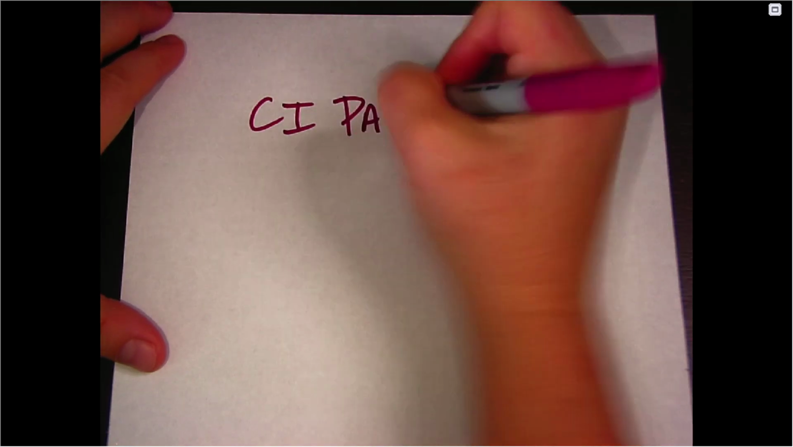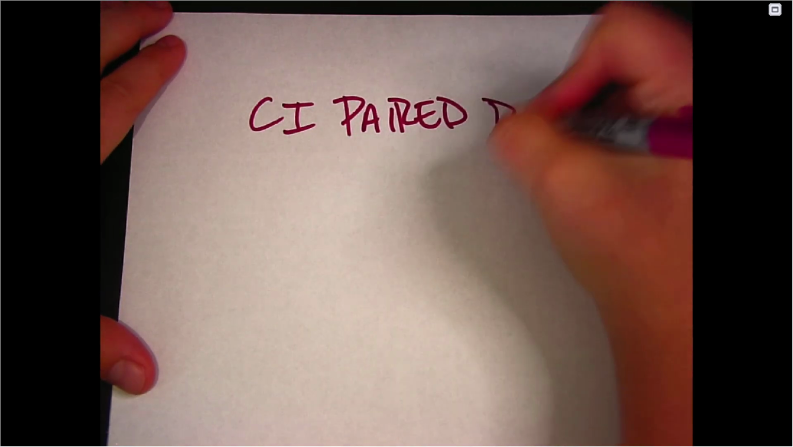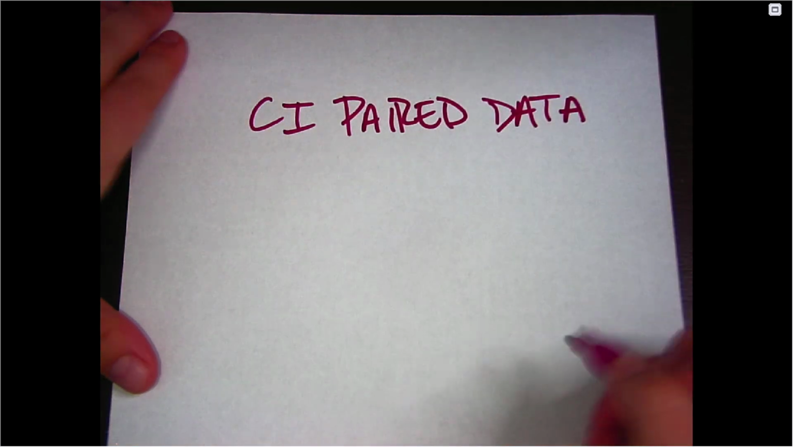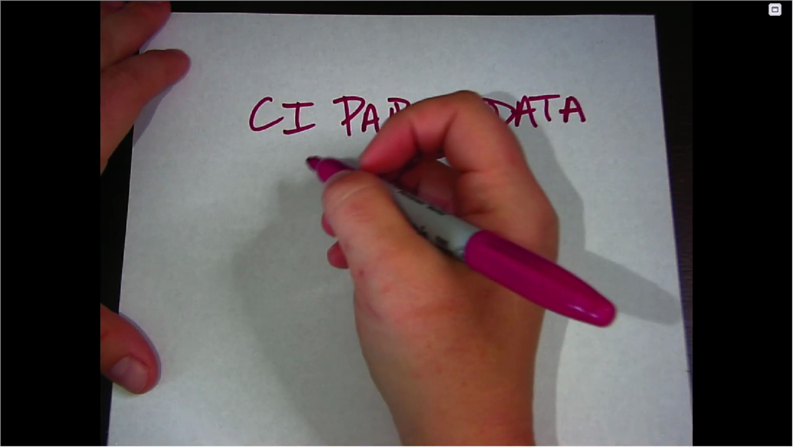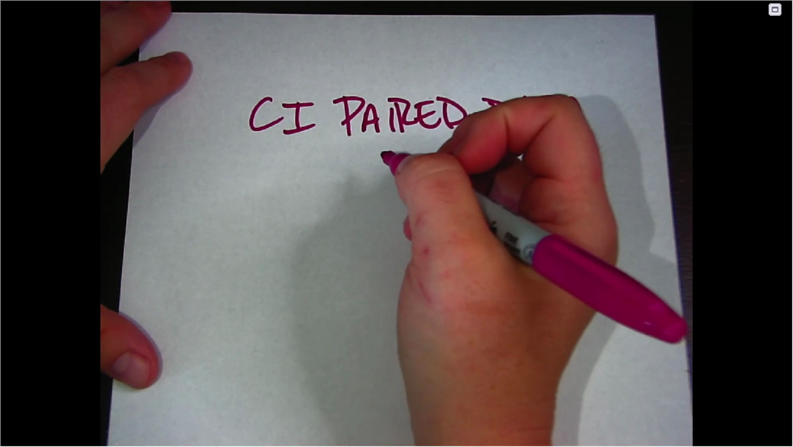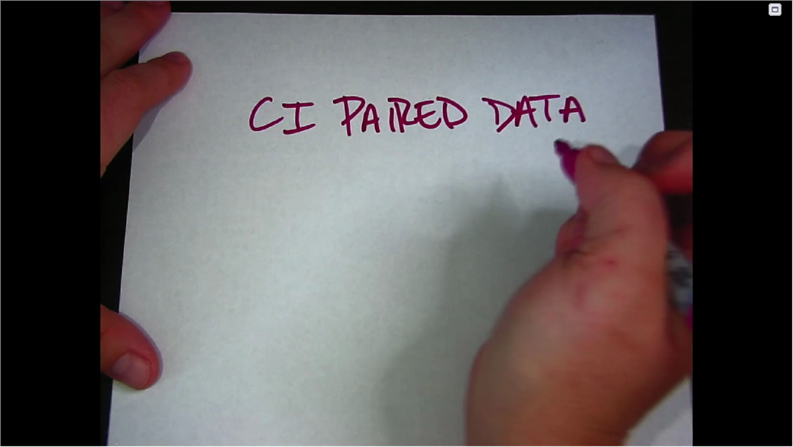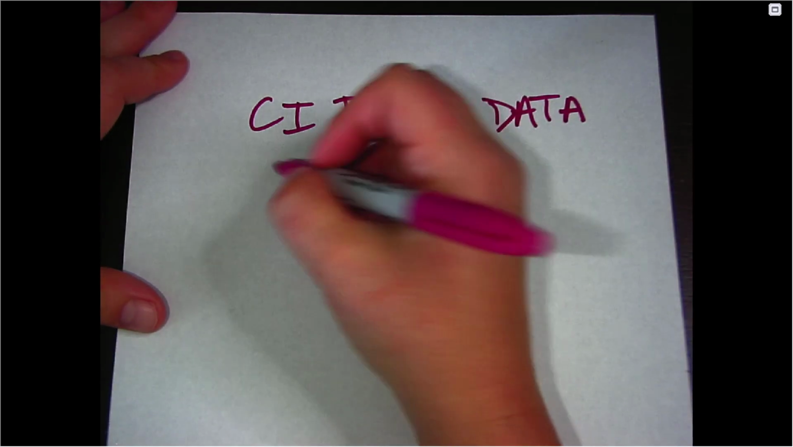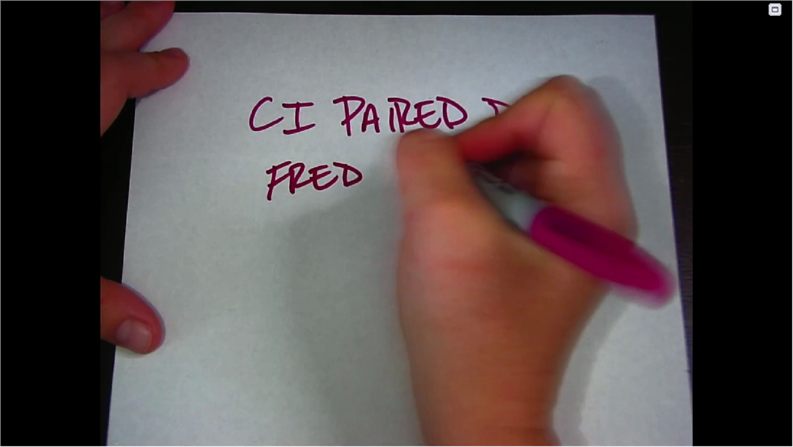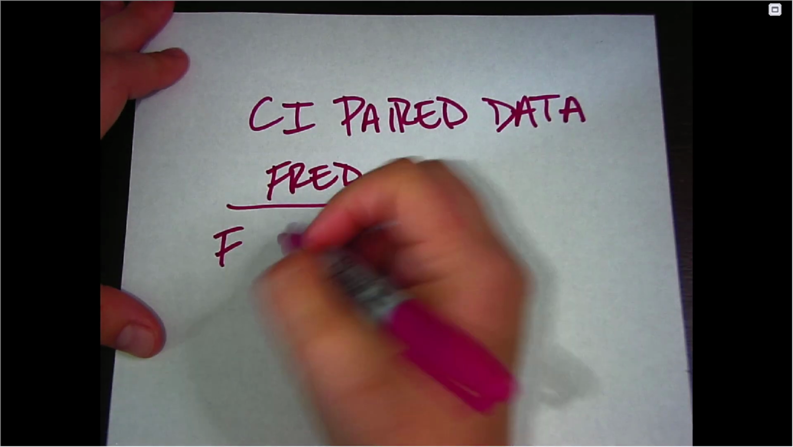Welcome back. Today we're going to be working on a confidence interval for paired data. With this, we have looked at this type of data for the last several videos, and we've found that it's very similar to one quantitative variable when the differences are finally calculated. So when we use the FRED method, we'll have the same things that we need to do.